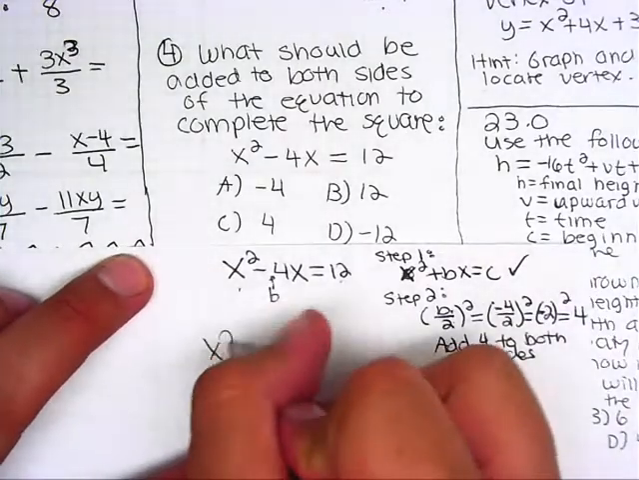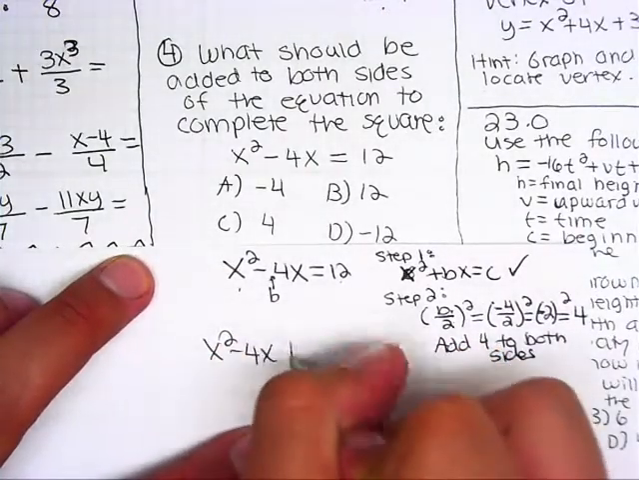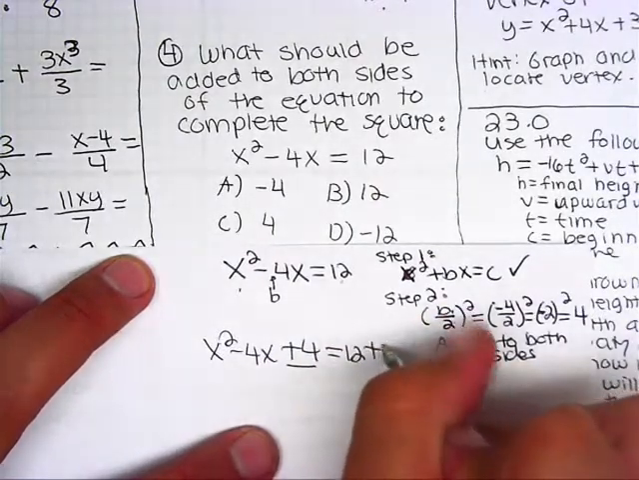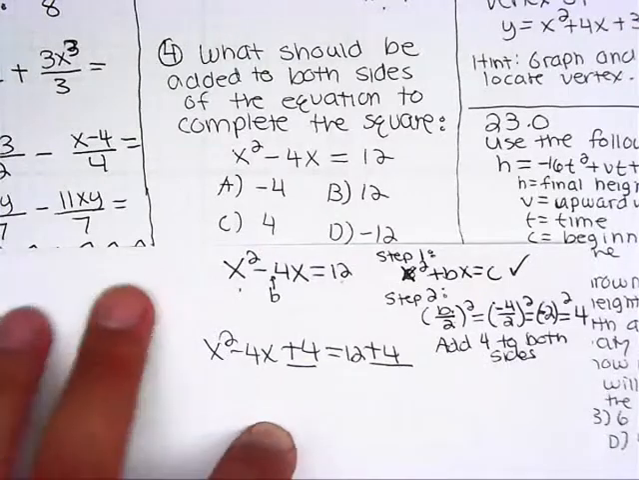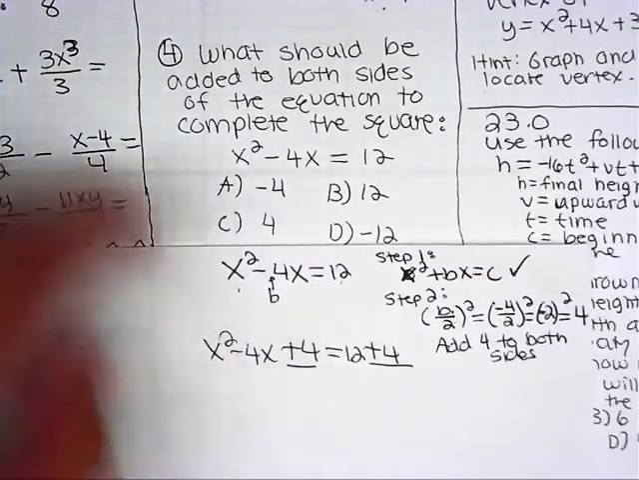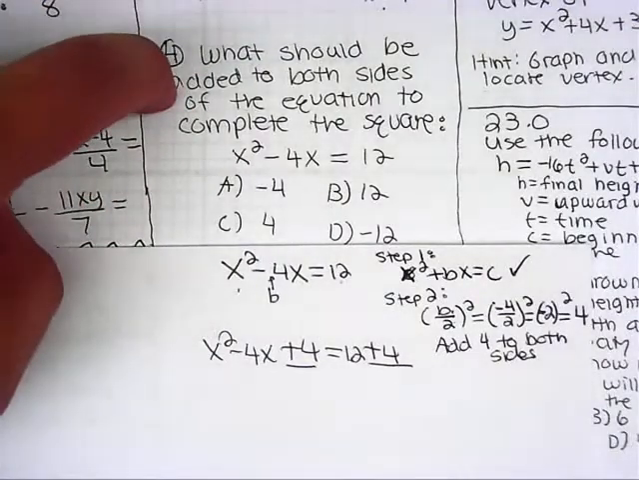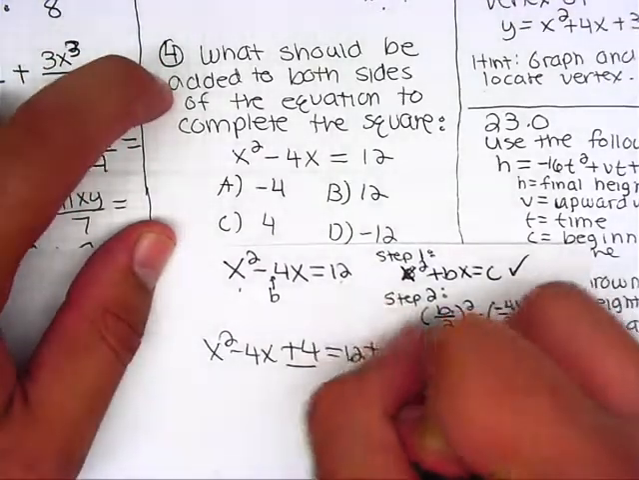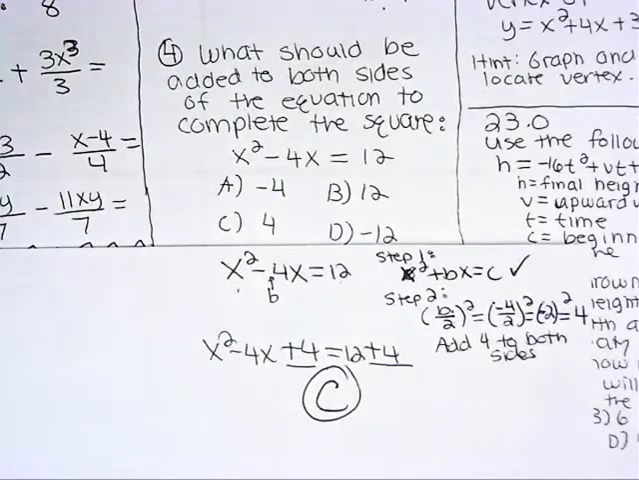So I have x squared minus 4x plus 4 equals 12 plus 4. I just added 4 to each side. Now let's read the question. What should be added to both sides of the equation to complete the square? The answer is C. We need to add 4 to both sides.